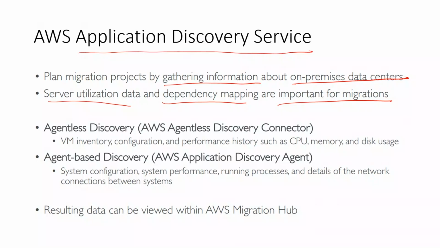There are two types. We have agentless discovery, the AWS Agentless Discovery Connector. It provides you with VM inventory, configuration, and performance history such as CPU, memory and disk usage. Then there is agent-based discovery, which provides you system configuration, system performance, running processes and details of the network connections between the systems. The resulting data can be viewed from the AWS Migration Hub. You can keep track of and see what is happening in this particular migration strategy, right? That is about Application Discovery Service.